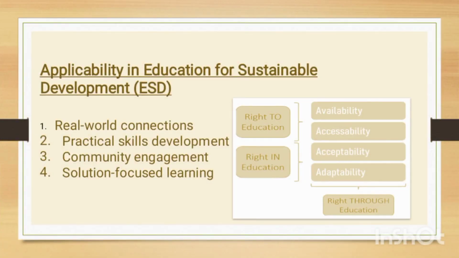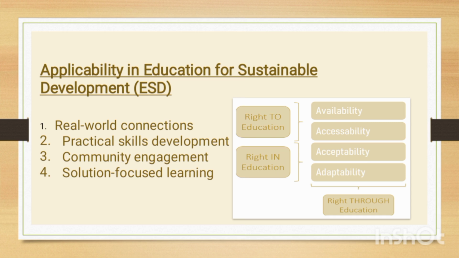Acceptability in education for sustainable development. It includes points like real world connections, practical skills development, community engagement, and solution-focused learning. Real world connection: it connects learning to real-world sustainability issues and challenges, making education relevant and applicable to learners' lives. Practical skills development: it focuses on developing practical skills such as problem solving, critical thinking, consensus building, and collaboration that learners can apply to address sustainability challenges.